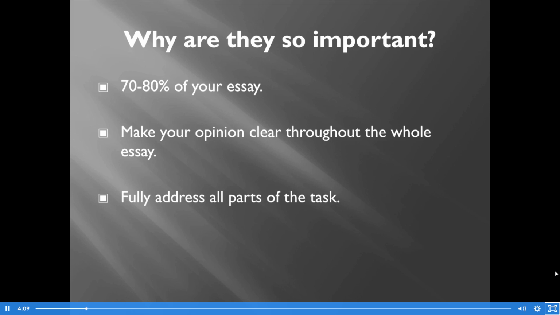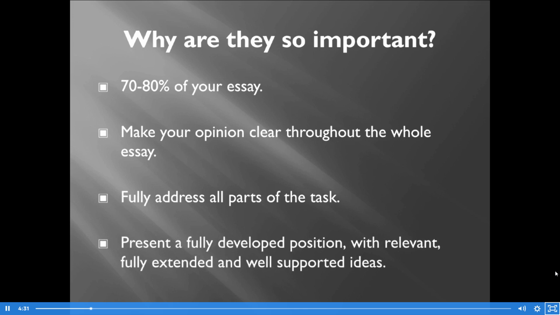You must also fully address all parts of the task in order to get a 7 or above. Fully addressing it means answering the question and then developing those main ideas, going into detail on why you believe those ideas answer the question. And that's where your explanations and your examples come in. And you need to also present a fully developed position with relevant, fully extended, and well-supported ideas.